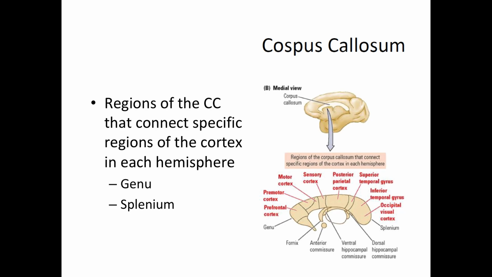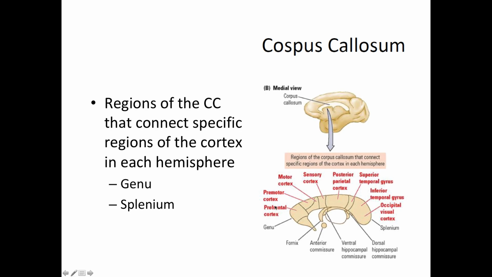The location of projections within the corpus callosum is also very specific. Here on the bottom, you can see a schematic illustration of this pattern in a monkey. I believe it's a rhesus monkey. It's very schematic. This is the anterior, this is the posterior. The anterior part of the corpus callosum is called the genu, and genu means knee. So just think of knees in the front, genu. The genu contains fibers projecting to the prefrontal cortical areas.